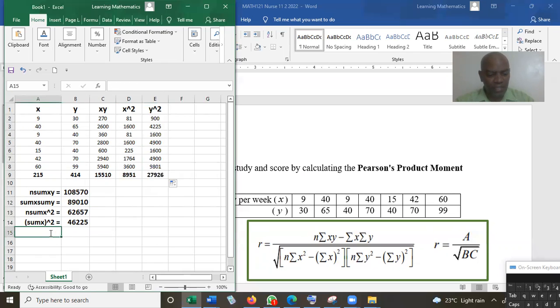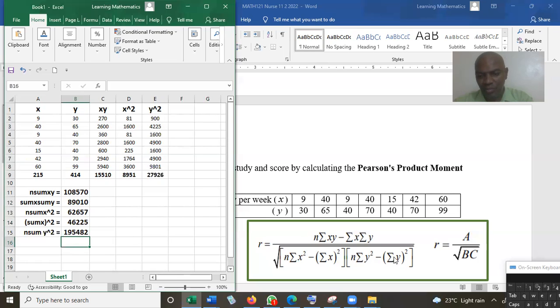So we have to multiply the sum of y squared by n. The fifth number is n times the sum of y squared, and we're going to do that here. So that's equal n, which is 7, times the sum of y squared, which is in E9. Click on E9, enter. And here is the sum of y squared times n times 7.